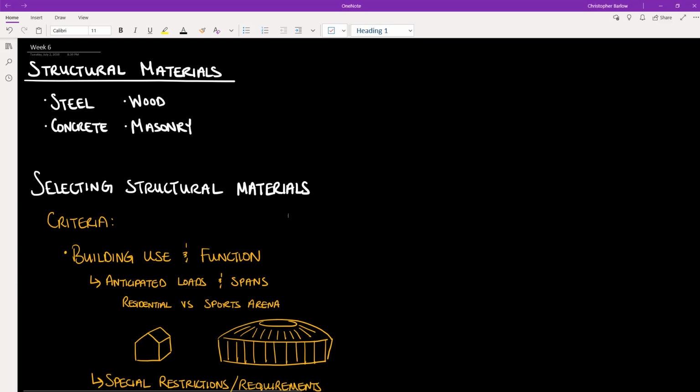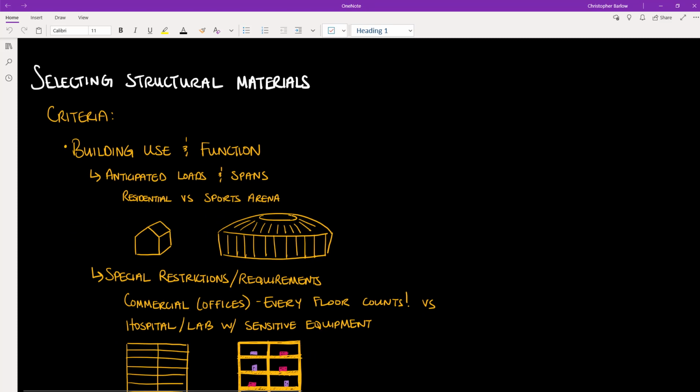So, that being said, let's jump into the first group of criteria for selecting appropriate structural materials for a project, the building use and function. And the most obvious example here would be the anticipated loads and the spans. So back in week 1 we talked about design loads for buildings, and we talked about how they can vary from project to project. Specifically, live loads were dependent upon the building's occupancy. And so a residential home is going to have a very different design load than, say, a sports arena.